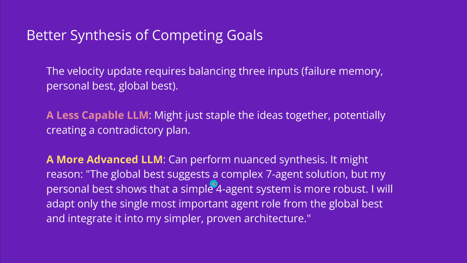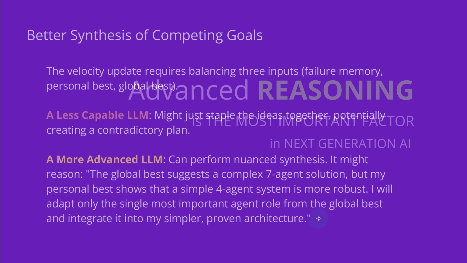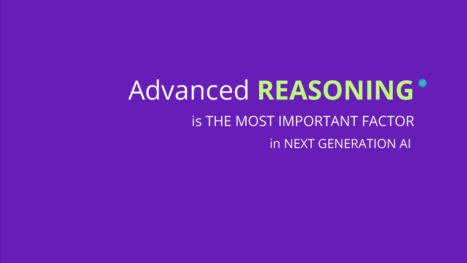It might reason, hey, the global best suggests a complex 7-agent solution, but my personal best shows me I'm simply a 4-agent system, and this is more robust, so I will adapt only the single most important agent role from the global best, the 7-agent solution: analyze it, extract it, optimize it, and integrate it into my simpler proven architecture, reconfigure the complete workflow algorithm, and find a new solution. Congratulations to your LLM, it is excellent.